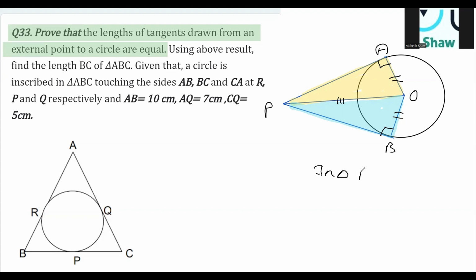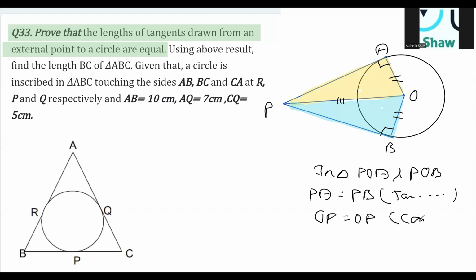So let's prove it. That is triangle POA, and the other triangle is POB. So we have PA is equal to PB, and the reason is tangents from same exterior point. You have to write that. And OP is equal to OP, that is common side. Further, we have angle A is equal to angle B. This is each 90 degrees, or you can write radius is perpendicular to the tangent at the point of contact.